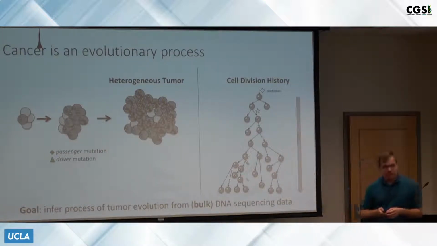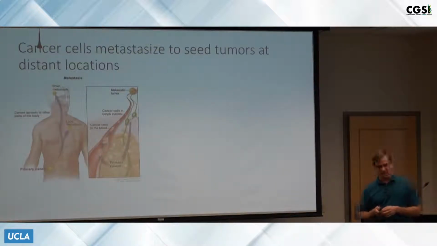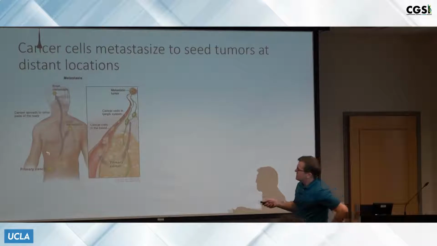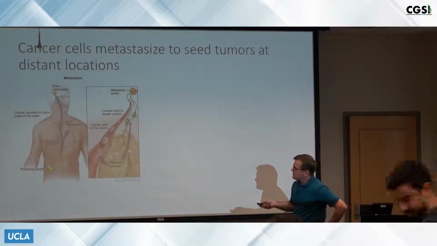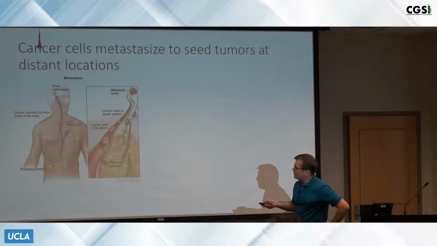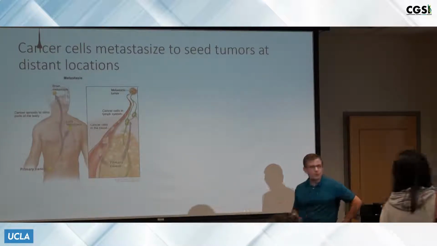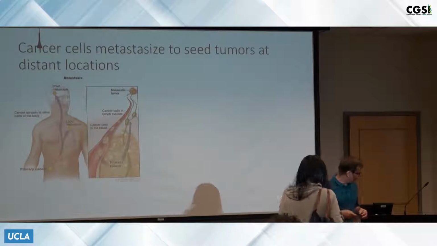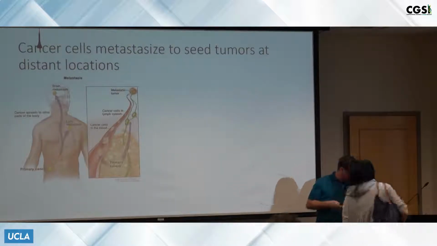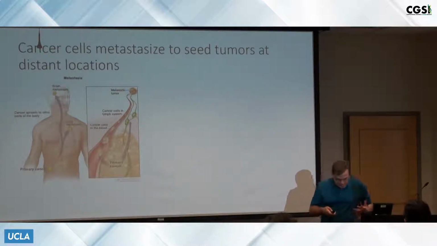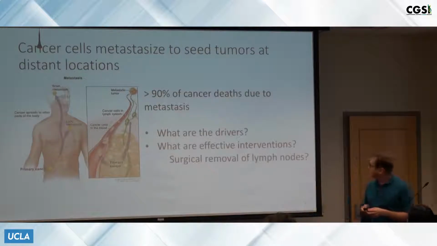But the reason I want to talk about is actually to look at one of the most important properties of cancer from a health perspective, and that's that cancer cells metastasize. So metastasis is a process where cancerous cells leave the site of the primary tumor and travel through the bloodstream or through the lymphatic system to initiate new tumors at distant anatomical locations. And it's really essential to understand this process.